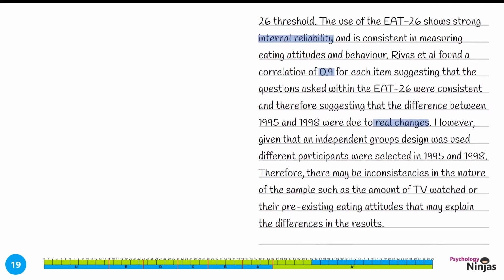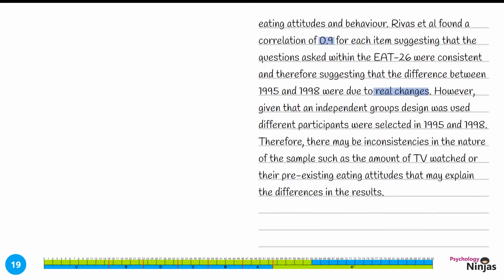However, an independent group's design was used, with different participants being selected in 1995 and 1998. Therefore, there may be inconsistencies in the nature of the sample, such as the amount of TV watched or their pre-existing eating attitudes, that may explain the differences in the results. By identifying that it's an independent group's design, we're saying that there's differences or different people in the two conditions, so not necessarily the same girls were tested in 1995 and 1998. We've been clear about how this might affect reliability and inconsistencies, and we've given some relevant examples for the aims and the nature of this study.